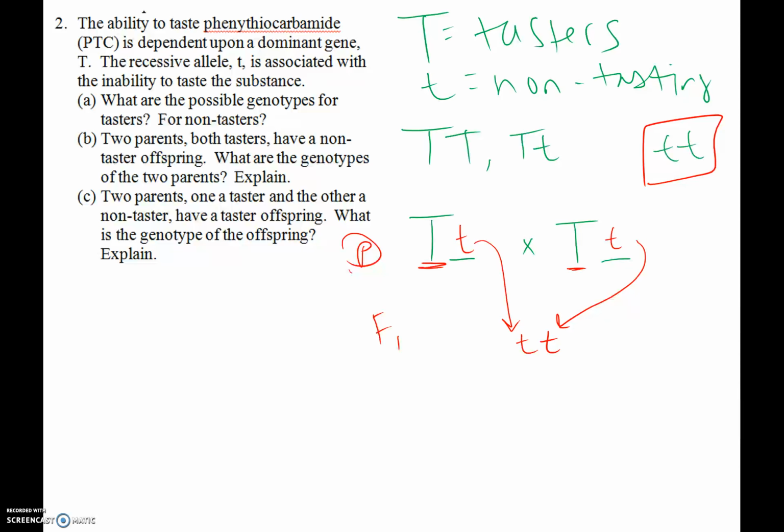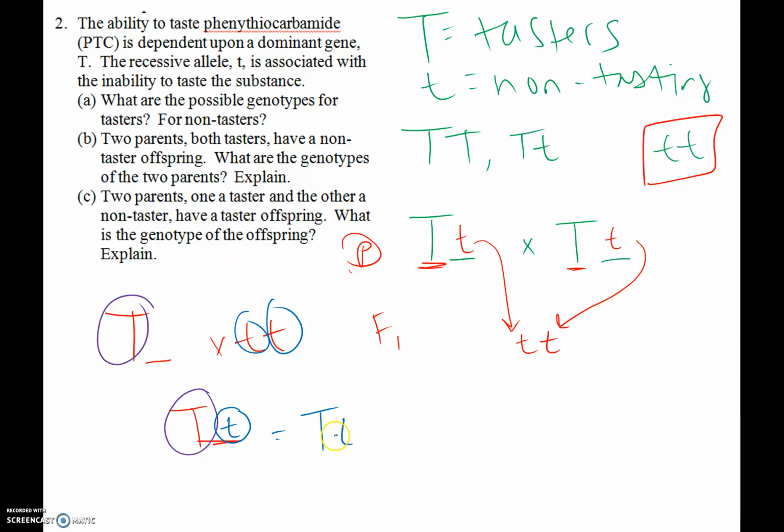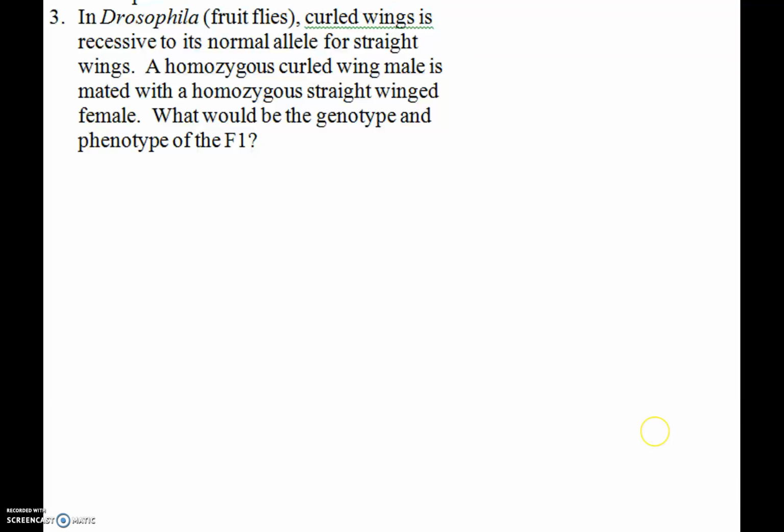Now for part C, two parents, one taster and the other a non-taster, have a taster offspring. What is a genotype of the offspring? Well, for this one, we know that they're a taster, so they'd have to have at least one dominant allele, and that dominant allele they got from this parent. Then the second allele they have to get from their other parent. Well, this other parent only has recessive T's to give, so the answer for this one would be a heterozygote offspring.